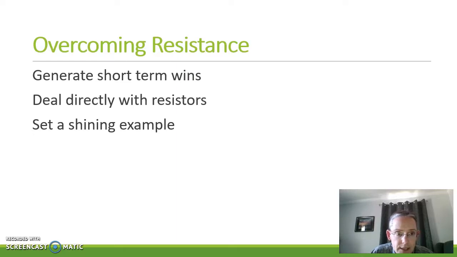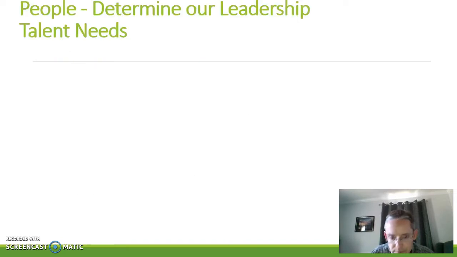Once we've got this identified, with your leadership, you're going to have to overcome resistance. How do you do that? Short-term wins. You show that it's successful. It doesn't have to be all the big things, but just show on a day-to-day basis anecdotes and stories and show people how this is winning. And communicate. Use your internal communications to do that too. You'll have people out there who are resistors. Deal directly with them. Set examples.